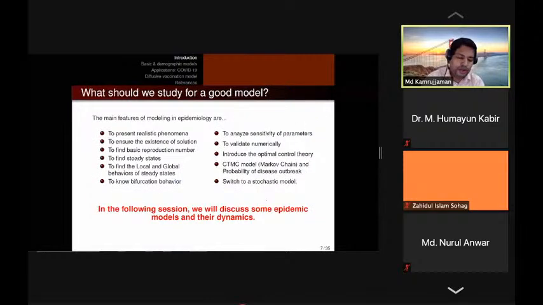When we consider a good mathematical model, that is the most important question here. When you want to analyze a mathematical model, first you have to ensure your model is dimensionally correct, your model is perfect, and your model translates from the real scenario in our everyday life, different types of disease, and these mathematical equations interact with each other. Then what should we do actually? Then what are the main features of modeling in epidemics?